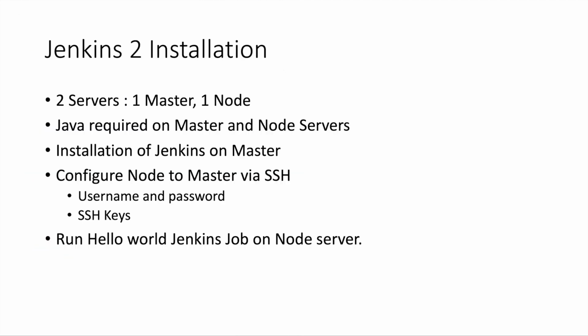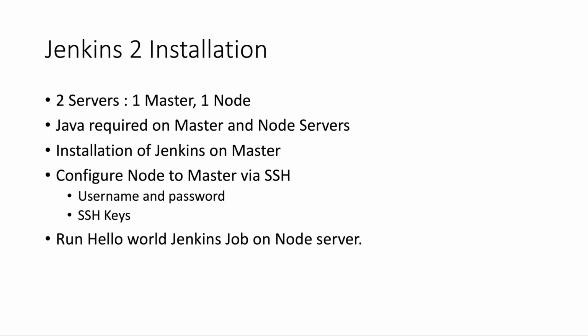Today in this video we'll learn about Jenkins installation, configuration and setting up a node to the Jenkins. As part of this demo, we require two servers, one server for master, another server for node. On both the servers, we need Java as a prerequisite. And one server will install Jenkins package and we'll call it as a master. In another node, we will configure that node to the master via SSH.